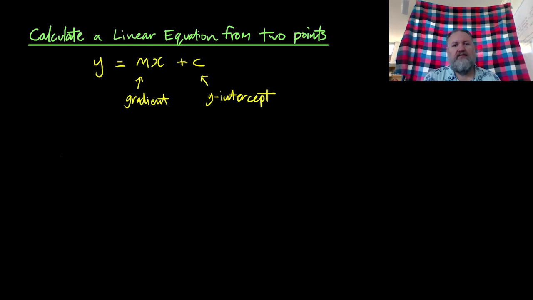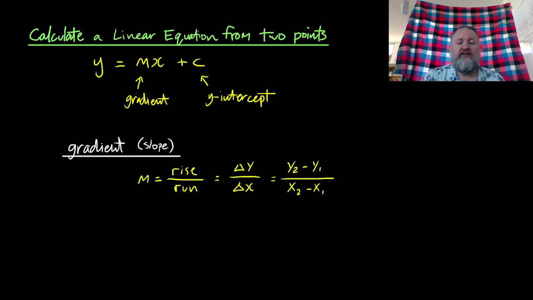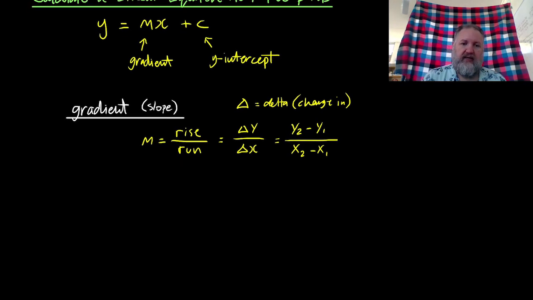Now, we know about finding the gradient. We know that the gradient is really the change in the y-axis divided by the change in the run axis, or the y over the x, delta y over delta x. Delta just means change in. The formula that we end up using is this one here: y2 minus y1 divided by x2 take x1. This is all revision. You should know about this stuff already.